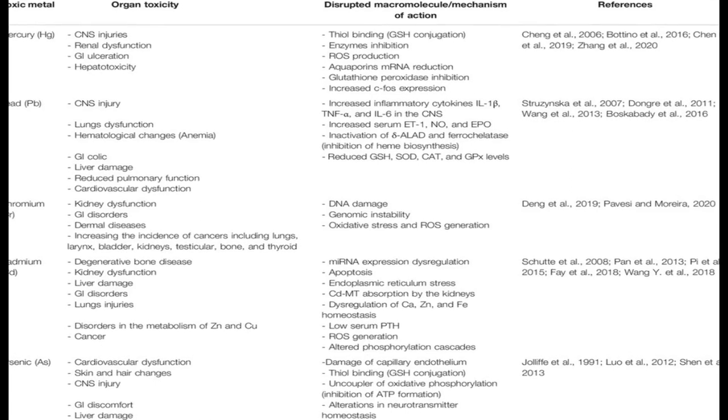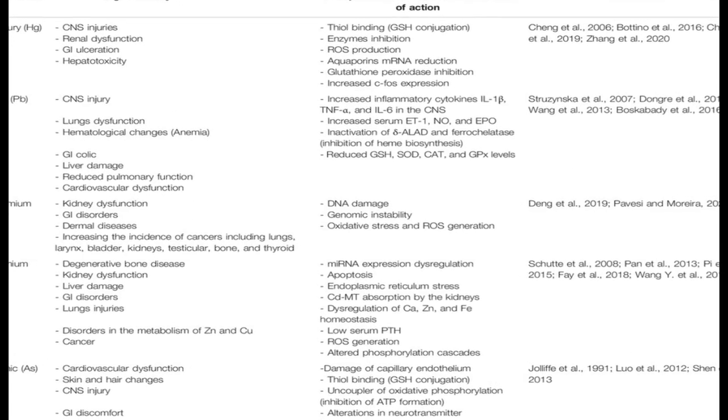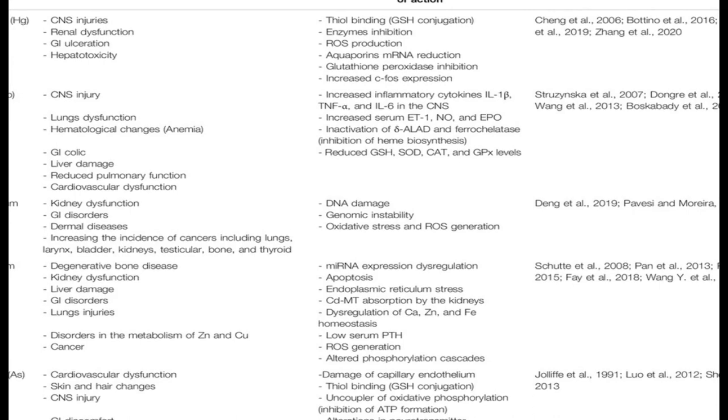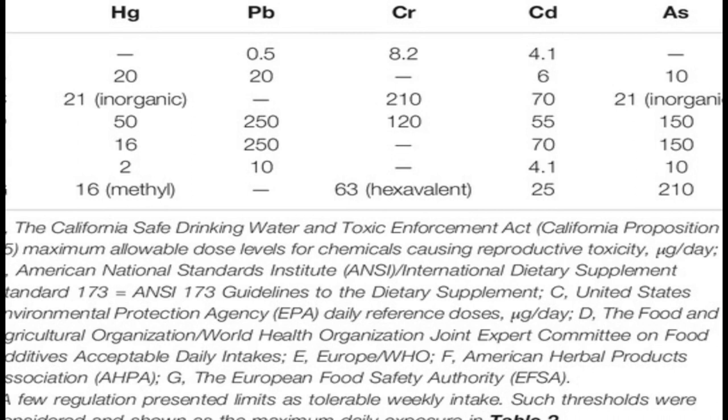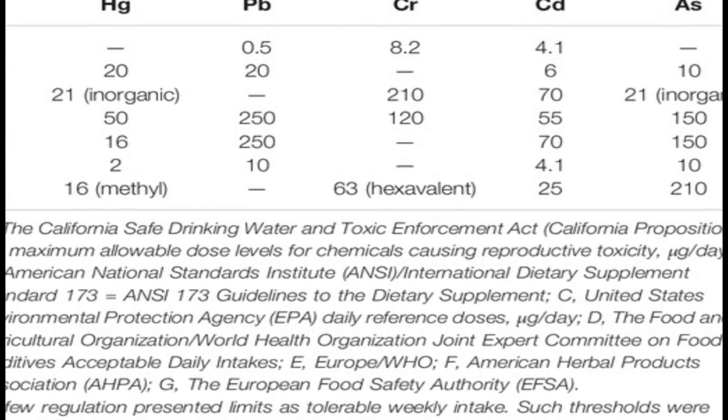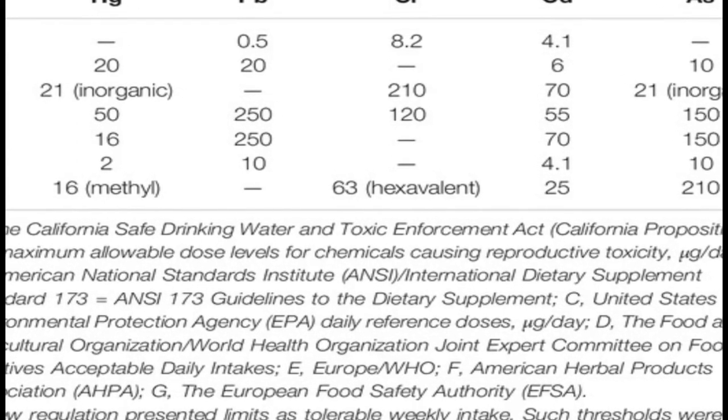This article reviews the toxic effects of common heavy metals, such as mercury, lead, chromium, cadmium, and arsenic, on human health through exposure via water, air, and food. The bioaccumulation of these metals leads to a variety of toxic effects on body tissues and organs, including disruption of cellular events like growth, proliferation, differentiation, damage repairing processes, and apoptosis.